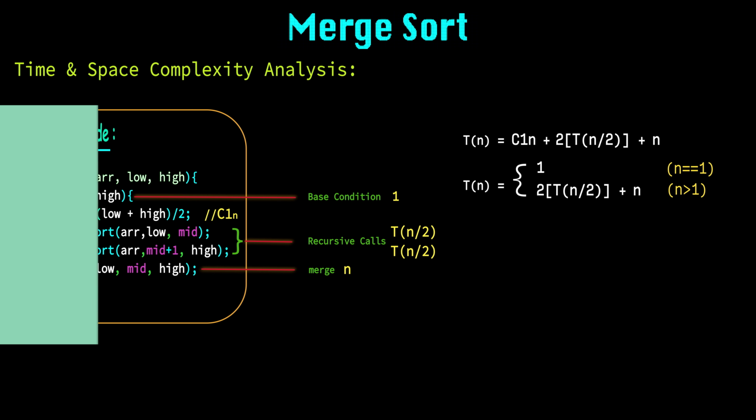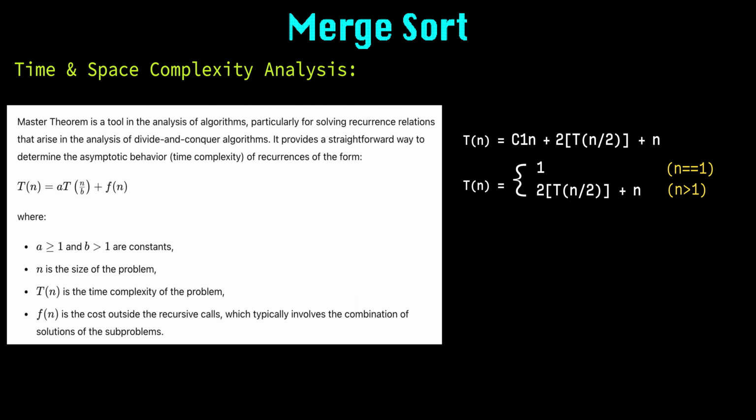And now I just want you to recall the master theorem in mathematics. If you go through that first paragraph, what it is telling is that the master theorem is a tool in the analysis of algorithms, particularly for solving recurrence relations that arise in the analysis of divide and conquer algorithms, right? So establishing a relationship with merge sort, we know that our merge sort also follows the divide and conquer approach, right? So now according to this, the time complexity formula is T(n) equal to a into T(n/b) plus f(n), where a and b are constants, n is the size of the problem, T(n) is the time complexity of the problem, and f(n) is the cost outside the recursive calls. So in our case, this is the merge function, right?